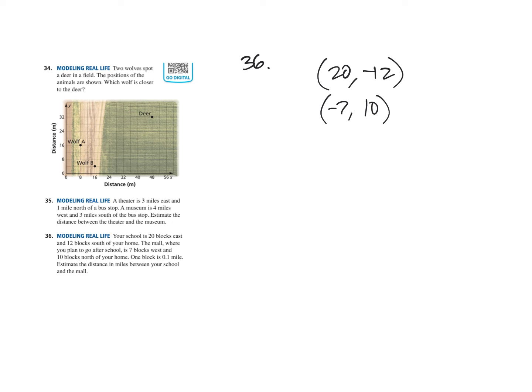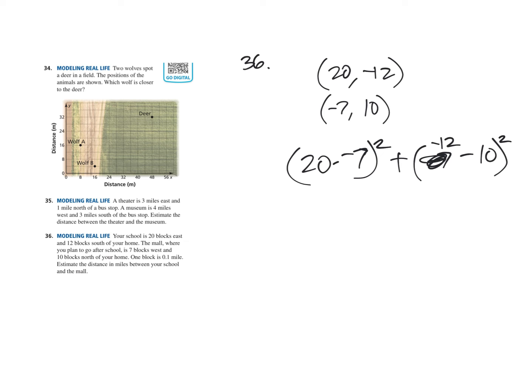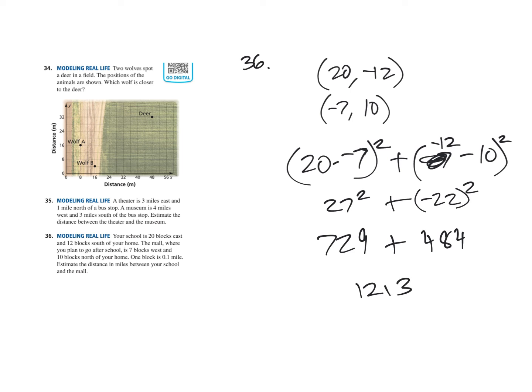So what we do here, when we find the distance between these 2 points, they'll be in blocks, and we just multiply it by 0.1. Well, yeah, okay. 20 minus a -7. There's a little bit more to it than that, but this will be good enough. And -12 minus 10. So 20 plus 7 is 27. And negative 12 minus 10 is negative 22. So 27 squared is 729. Negative 22 squared is positive 484. So you add those two together, and you get 1213, except don't forget your radical.